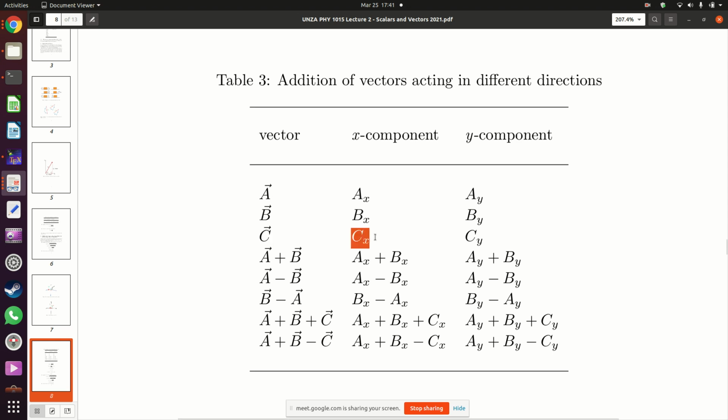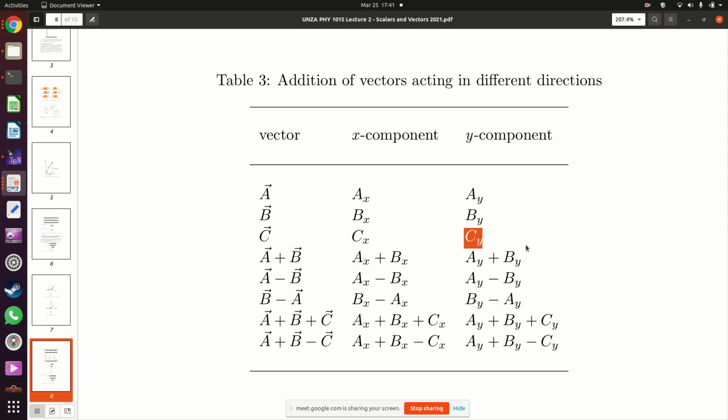Then you work out cx. So cx is going to be equal to c cos the angle. Then cy is going to be c sine the angle. So you should be able to work out for each vector you've been given what is the x component of the vector and what is the y component of the vector.